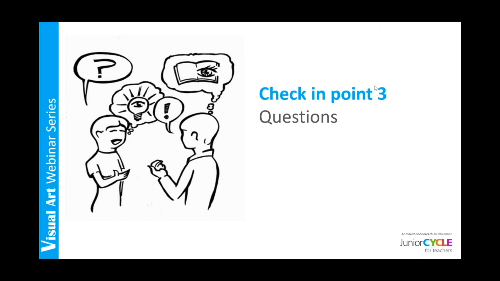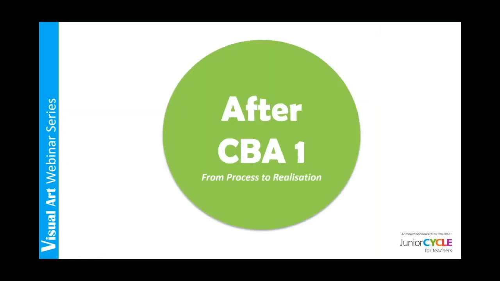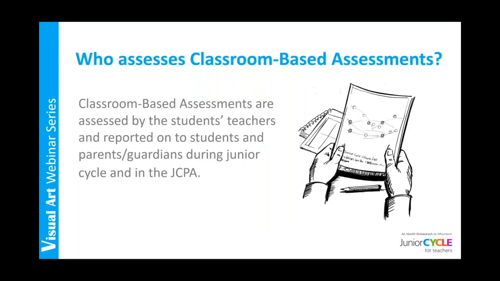So we're just continuing on now, and we're going to look at what might happen after classroom-based assessment 1. So who assesses classroom-based assessments? Classroom-based assessments are assessed by the students' teachers, and they are reported on to students and parents or guardians during junior cycle and in the junior cycle profile of achievement.